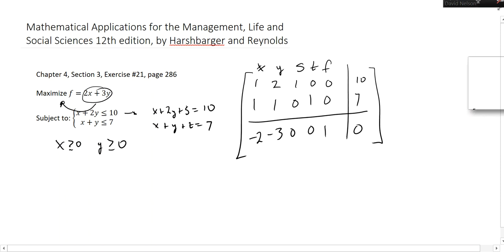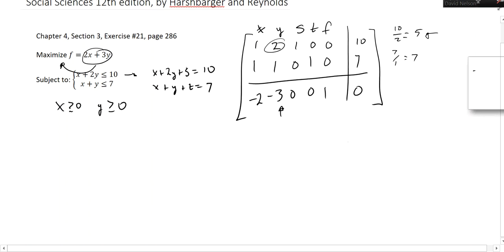We're going to select our pivot column. It's the one with the largest negative. And then find our pivot row. I'm going to look at that column, take the values in the column and divide into the values down here at the very end. Take 7 divided by 1, which gives me 7. 10 divided by 2 is 5. And I want the smaller of those two values, so that would be the 5. So our pivot would be the 2.